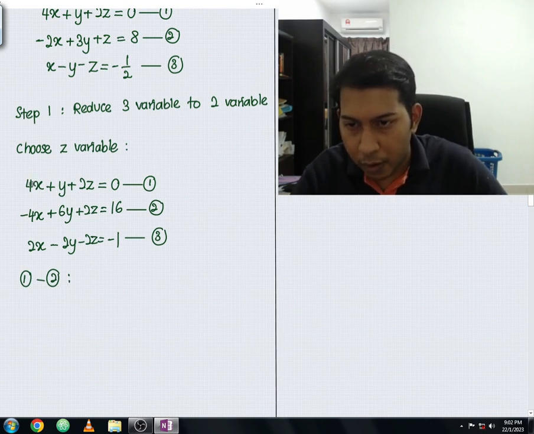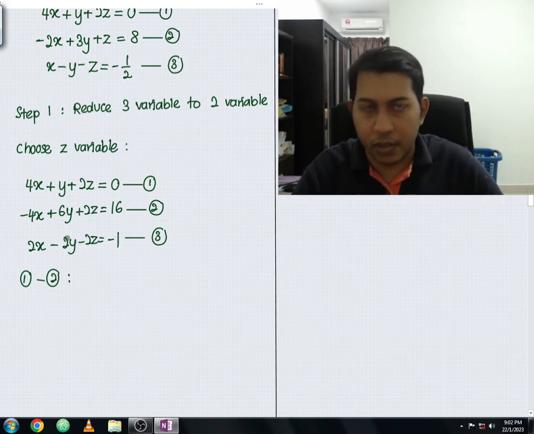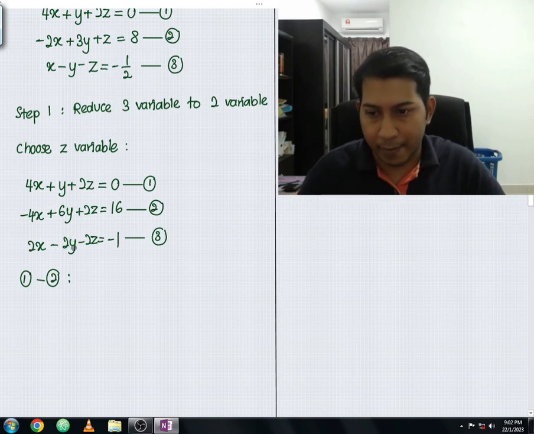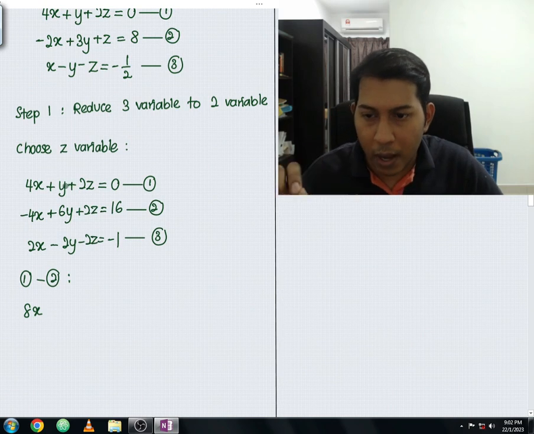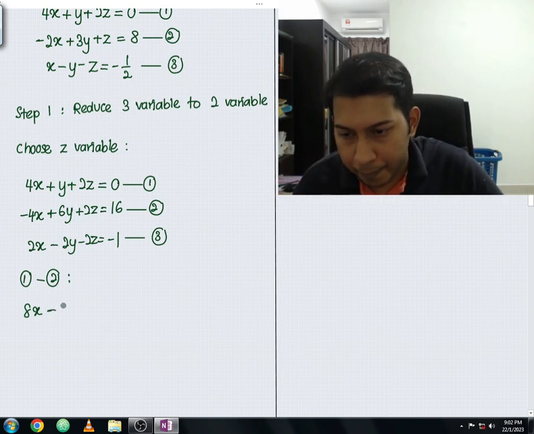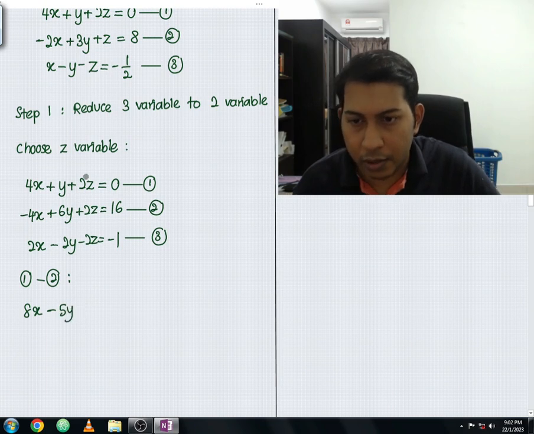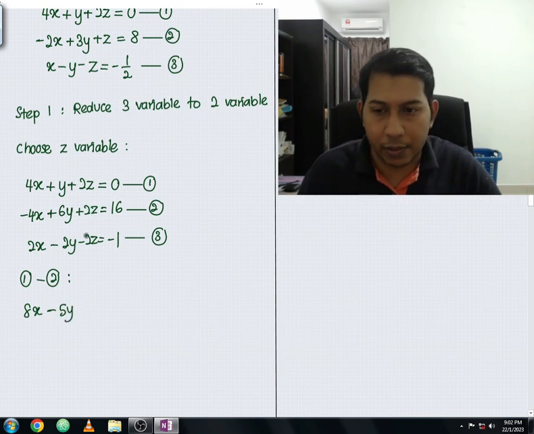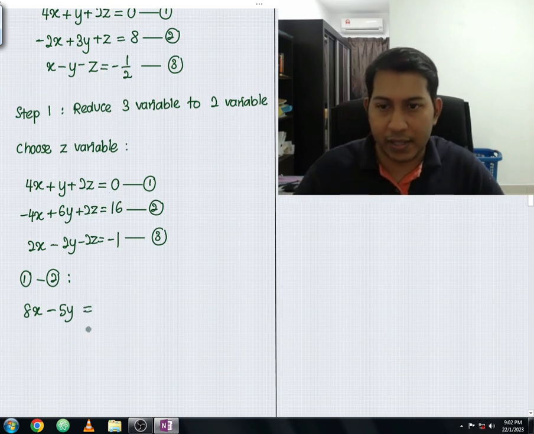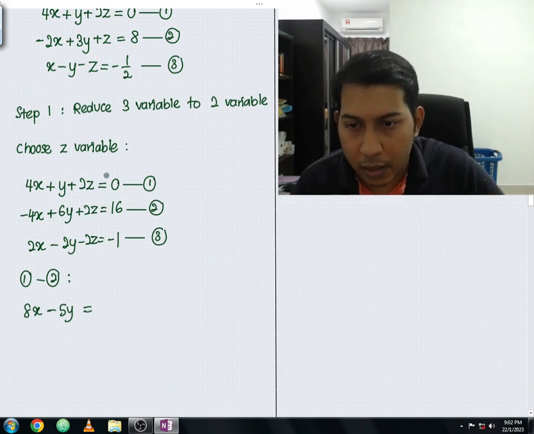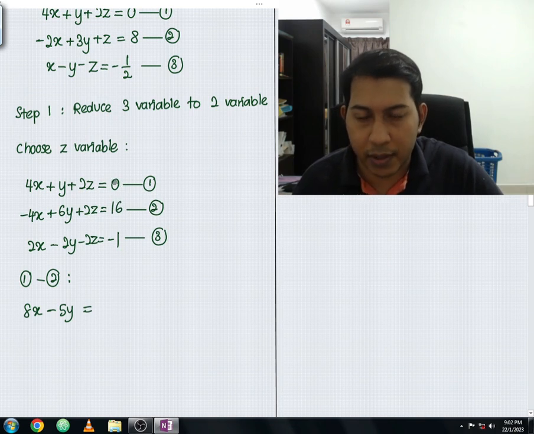So from here, 4 minus negative 4, you get 8x. y minus 6y, you get negative 5y. 2z minus 2z, you get 0, so you eliminate them. So from here, you're done with the left hand side. Let us move on to the right hand side. 0 minus 16, from here you should get negative 16.